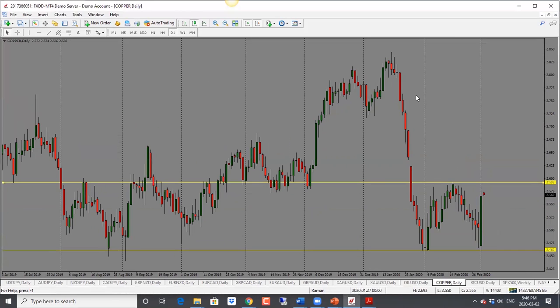Copper here, copper is bullish. We have seen a big, strong move off of that support level. So looking bullish at this point. Now we are close to the high of this range. This is where it's been trading in for several weeks now.